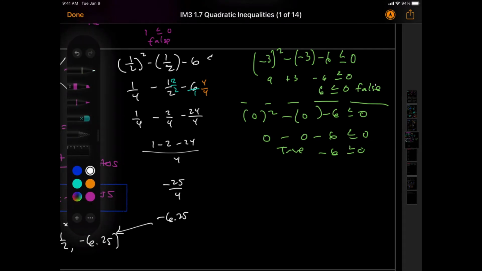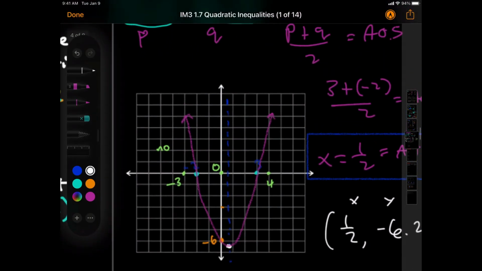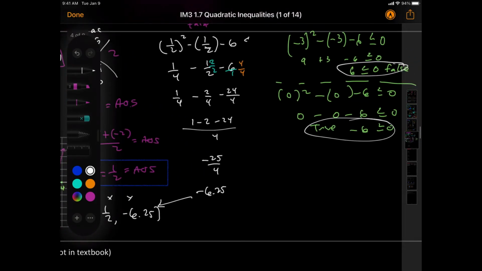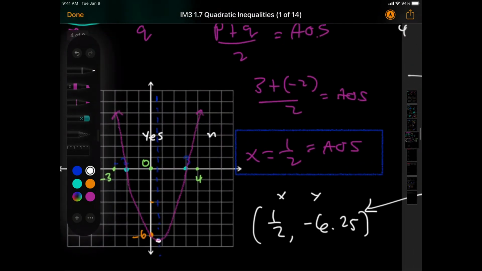Okay, what does this mean? Our solutions on the number line on the x-axis when we graph it will be in between the parabola, and let's just double check that 4 would be false. 16 minus 4 minus 6. So 12, minus 6, you'll get 6 is less than 0, which is false. That means this region over here is false.